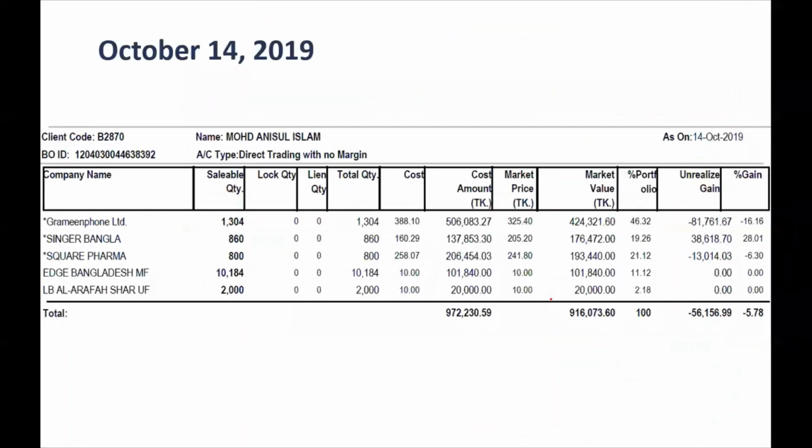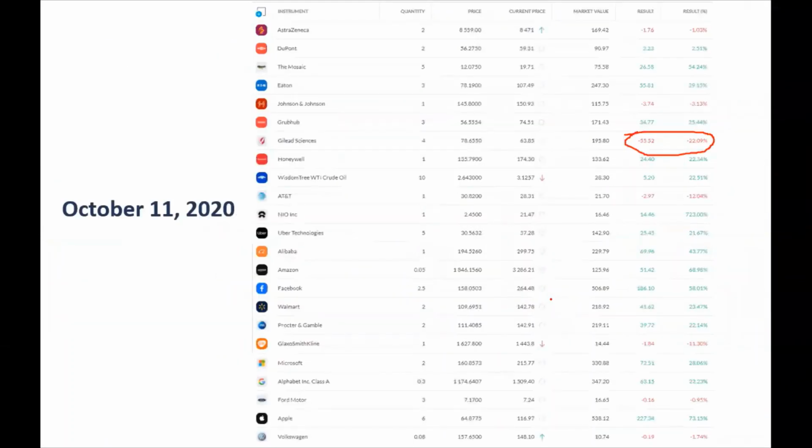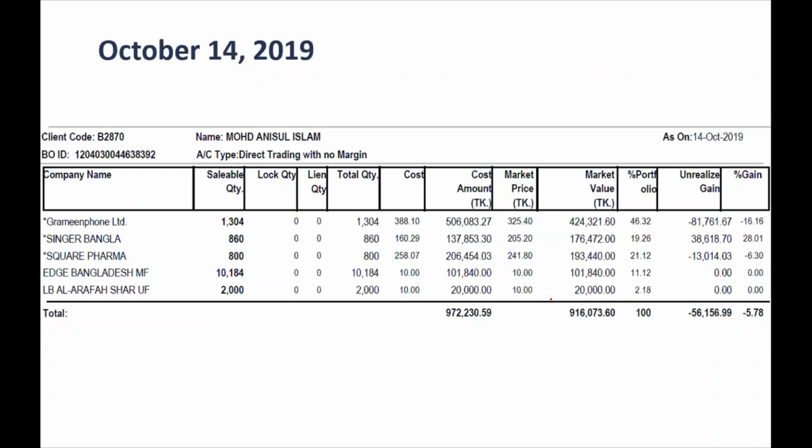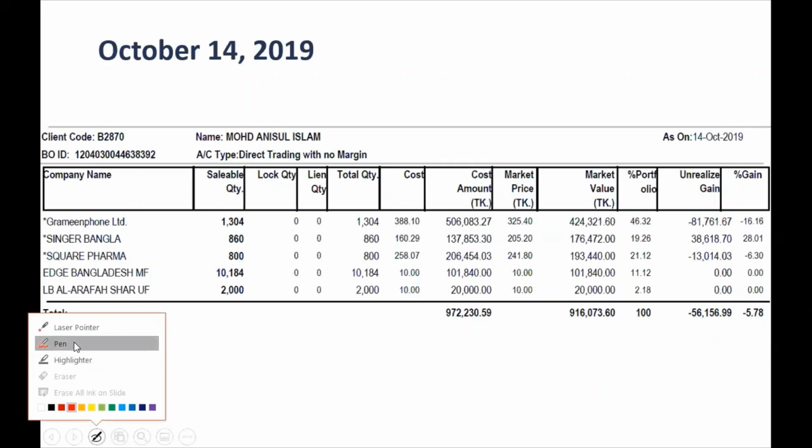So that's about my portfolio in the world stock market, particularly in the US and UK markets, and one item is from Switzerland. Okay, so let's talk about the Bangladesh market. It is my portfolio in which date?